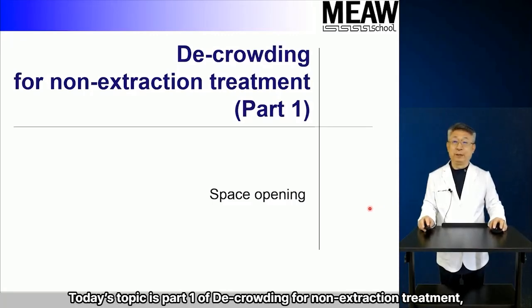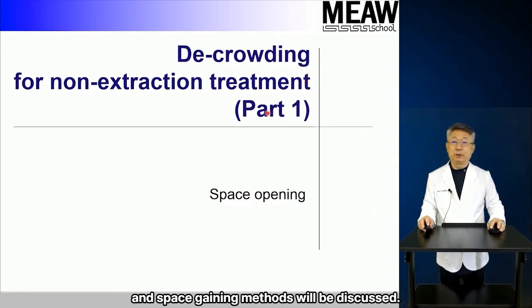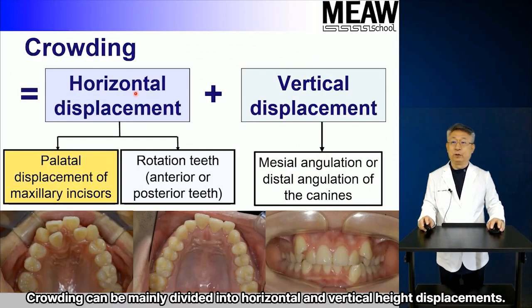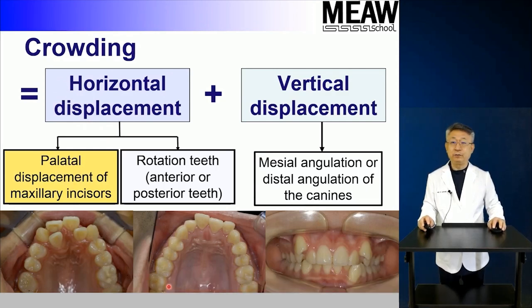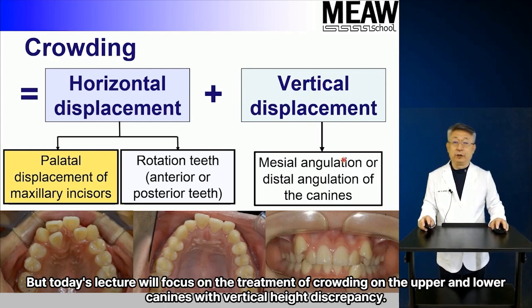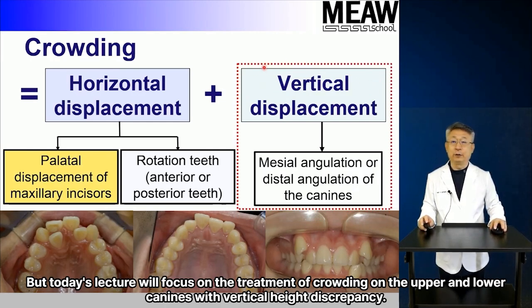Today's topic is part 1 of decrowding for non-extraction treatment, and space gaining methods will be discussed. Crowding can be mainly divided into horizontal and vertical height displacements. Horizontal displacement describes palatal displacement or rotation of the upper lateral incisors or other anterior or posterior teeth. But today's lecture will focus on the treatment of crowding on the upper and lower canines with vertical height discrepancy.